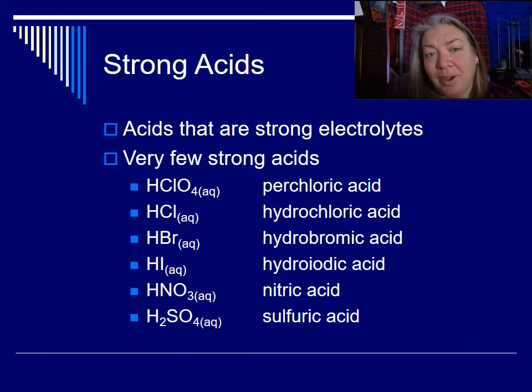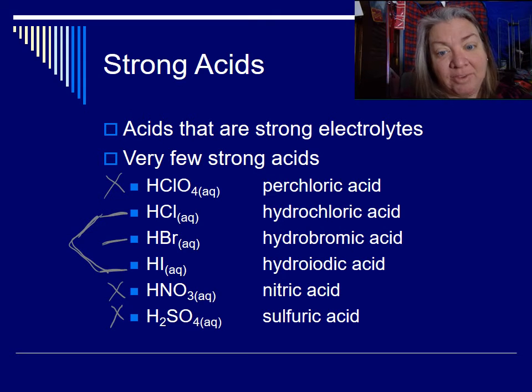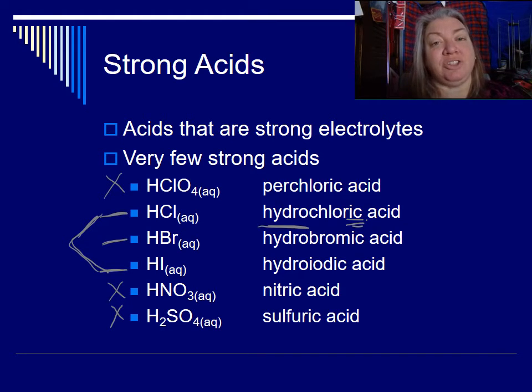How many of them are binary acids? How many are oxyacids? Well, it's split in half. We have 3 binary, and we have 3 oxys. And if we look at our binaries, look at the naming. HCl is hydrochloric acid. Remember, with binary, we add the prefix hydro. We change the ending to ic. HBr is hydrobromic acid. HI is hydroiodic acid.